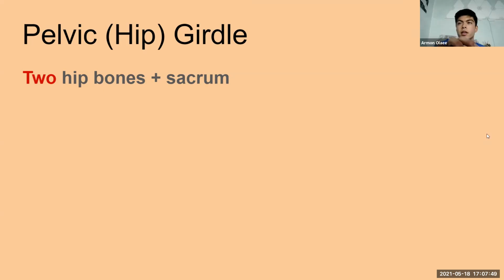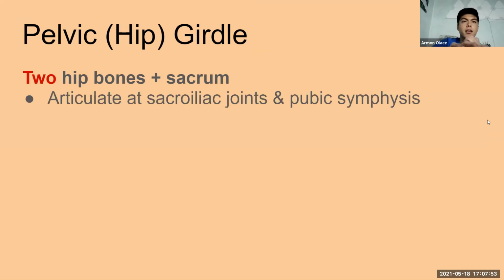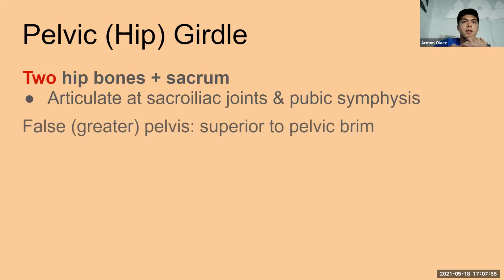So the bones of your hip, oh wait, I missed something. All right, let me talk about this first. There are 2 hip bones in your pelvic girdle, and also the sacrum. They articulate at the sacroiliac joints and the pubic symphysis. So these are where the joints are formed and connected between the 2 hip bones.